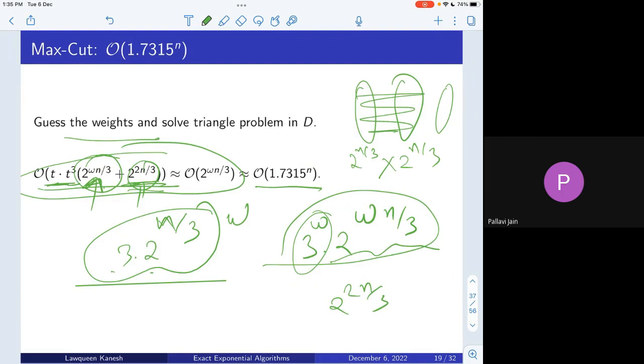Yeah. Guessing the cut size. So we have to try all possible guesses. So t is some n square or n cube. I have just written it as t. t is some polynomial factor in n, the weight we are guessing, which is n choose 2. Yes.